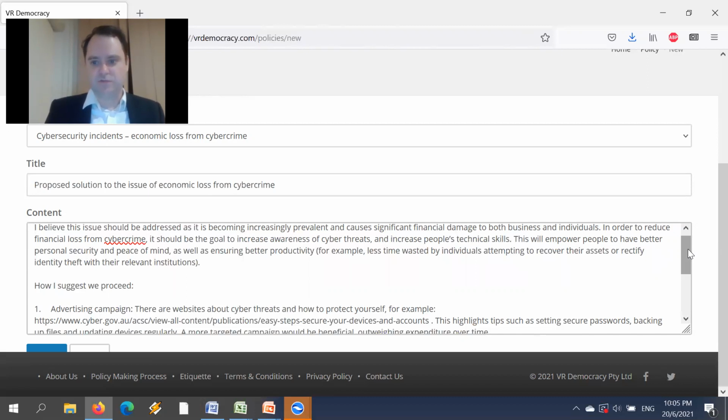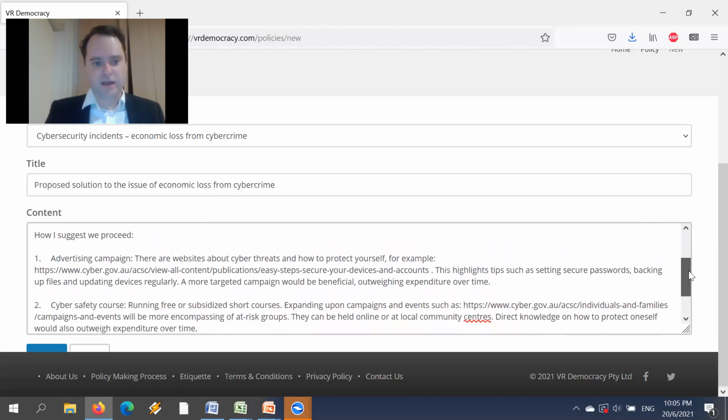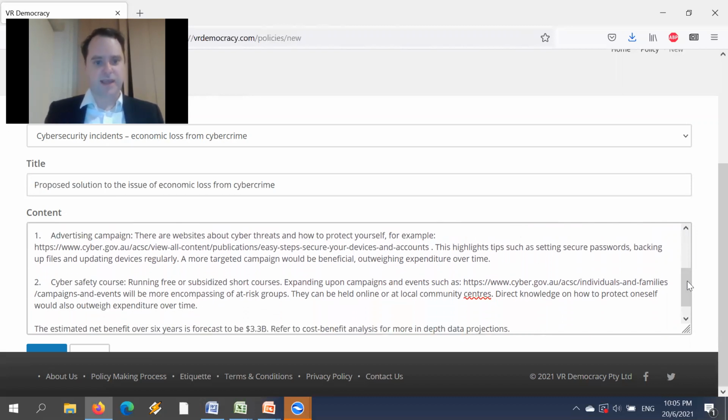So how should we proceed? I have a couple of examples of suggestions. One is an advertising campaign. So we can have more expenditure on promoting advertising around cybersecurity, so people have increased awareness.